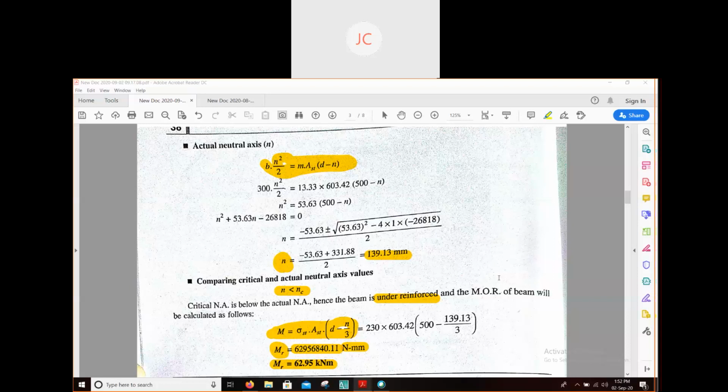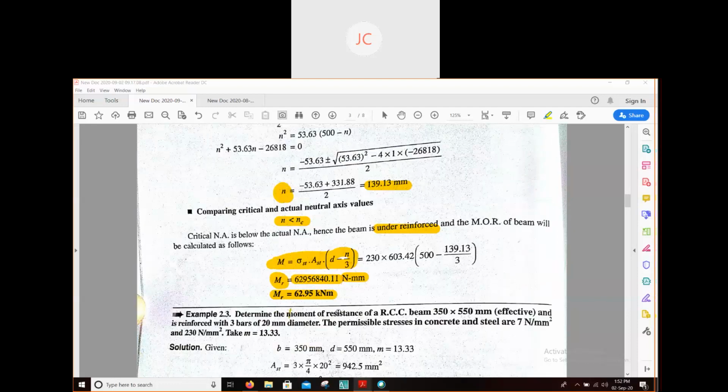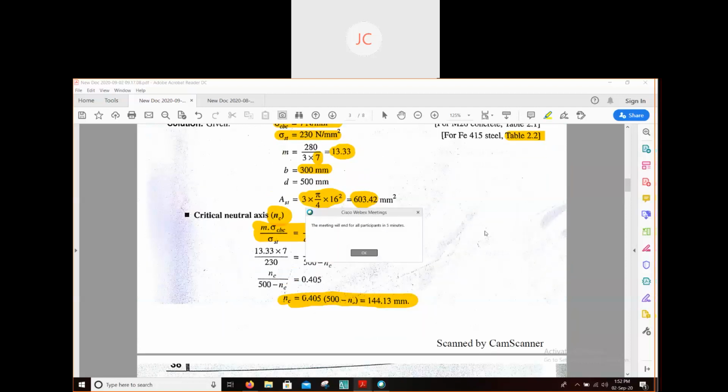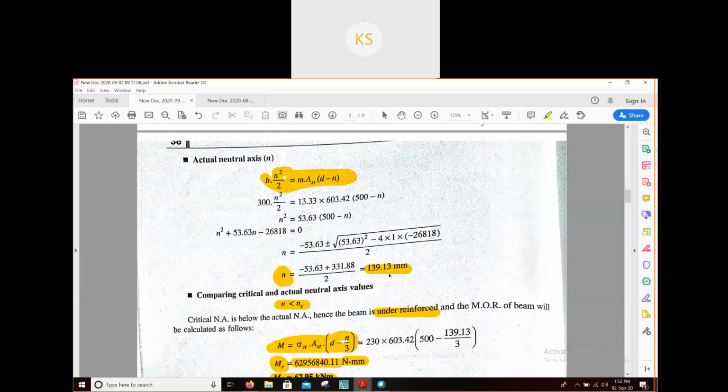Okay, so now Rupasri, I think you have understood this problem. Okay, so now let's see the next problem. All of you try to solve the next one.